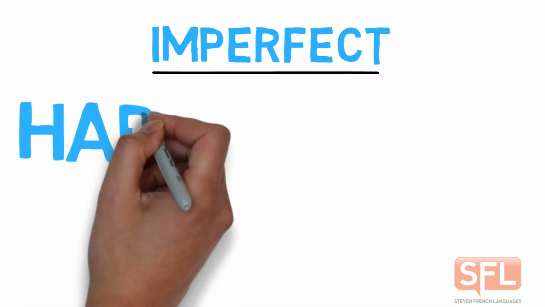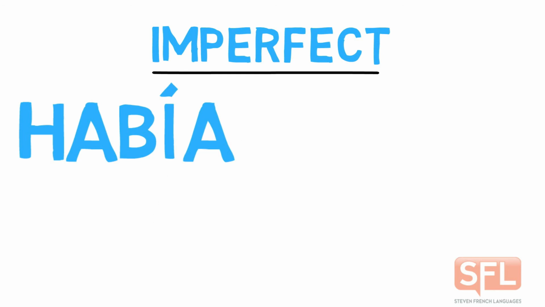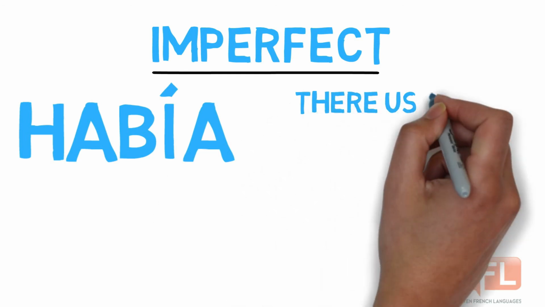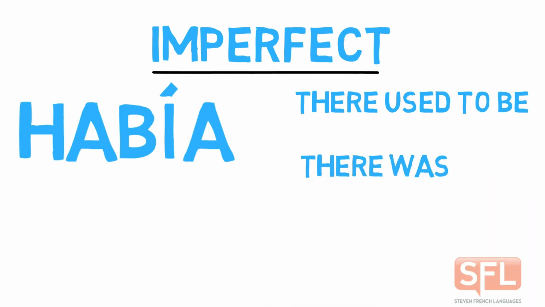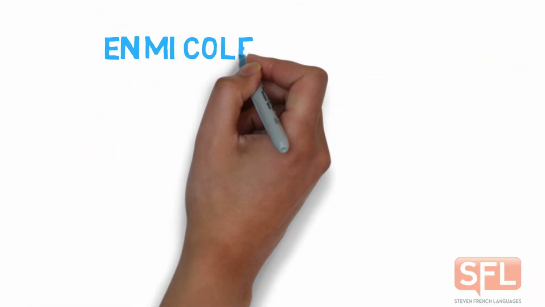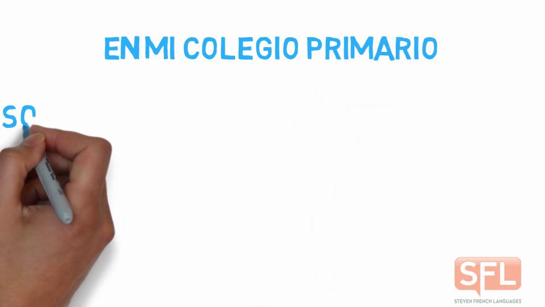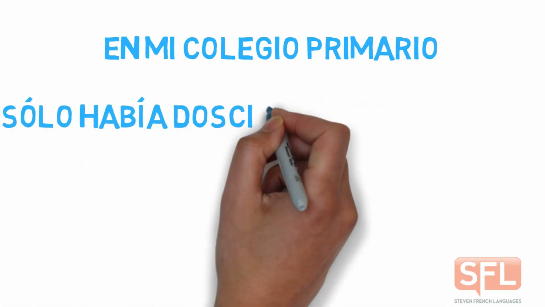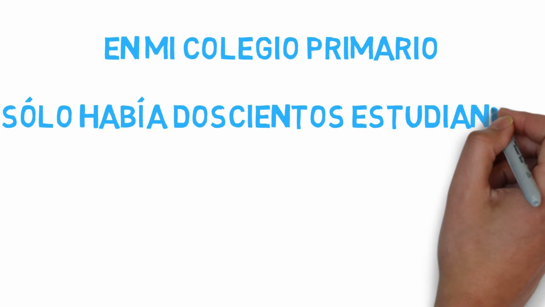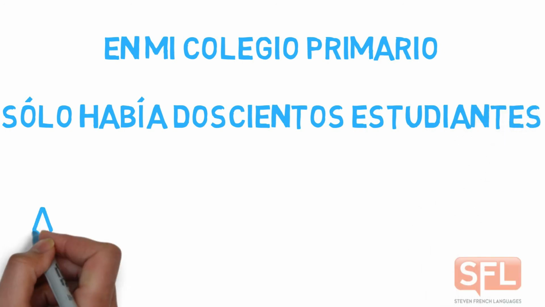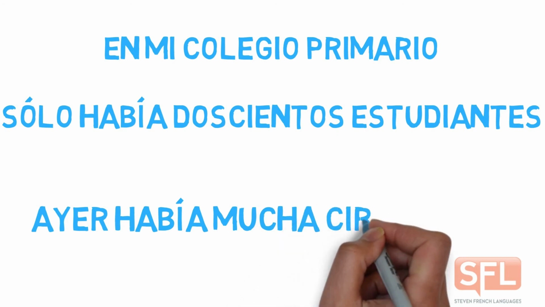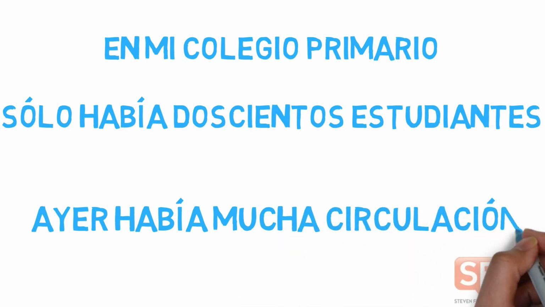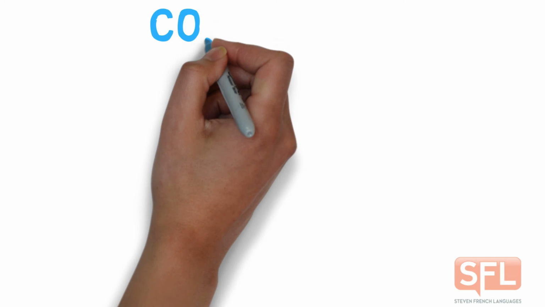And now we're going on to the imperfect. Key word, absolutely key, había. And it means there used to be or there was. There used to be or there was. A quick example. En mi colegio primario solo había 200 estudiantes. In my primary school, there was only 200 students. Ayer había mucha circulación. Yesterday, there was a lot of traffic.